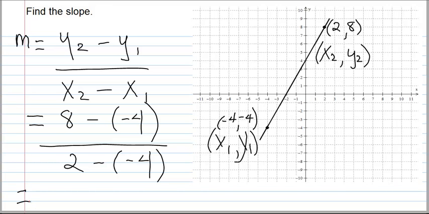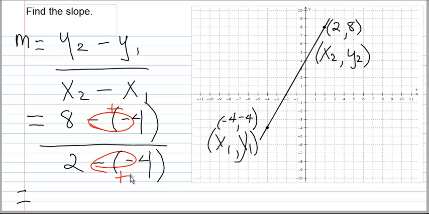Whenever you subtract a negative, this becomes a positive. Same thing happening here in the denominator. So in the numerator, 8 plus 4 is 12. In the denominator, 2 minus -4, or 2 plus 4, is 6. And our slope is actually 12 over 6. Rise 12, go to the right 6.